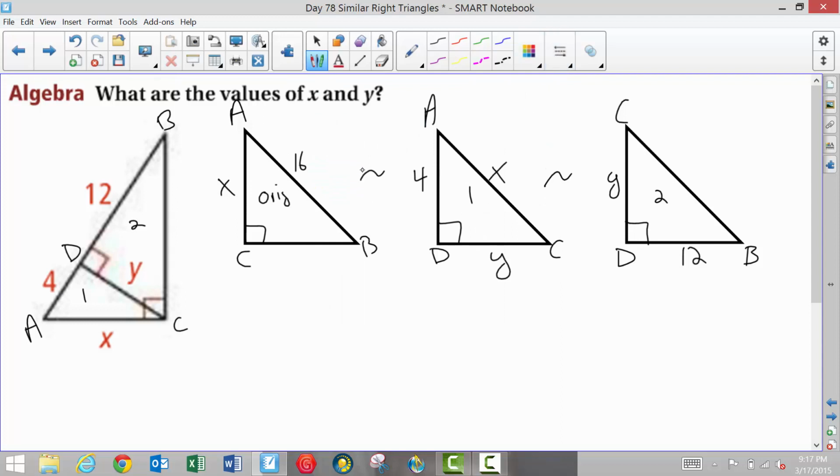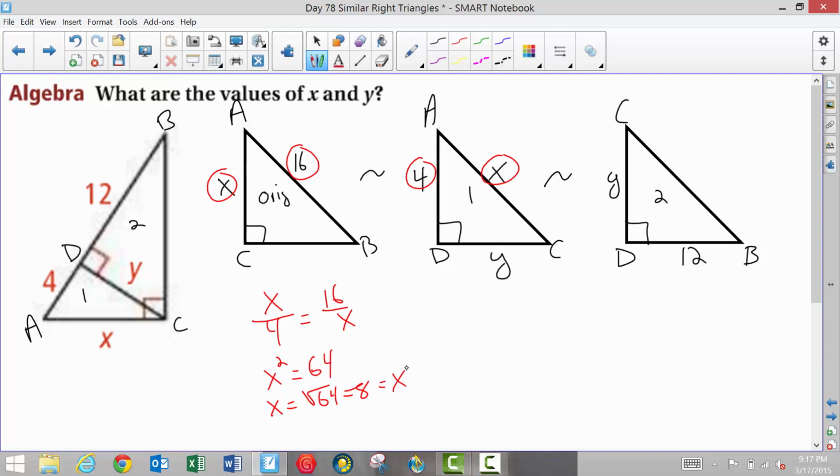So since they're similar, I know the side ratios are all going to be the same. So I know the side ratios, when I'm circling in red. So I know x over 4 is going to have the same side ratio as 16 over x. So I have x squared equals 16 times 4, which is 64. Therefore, x is equal to the square root of 64, which is 8. So that's x.